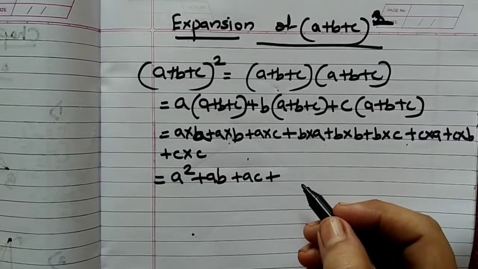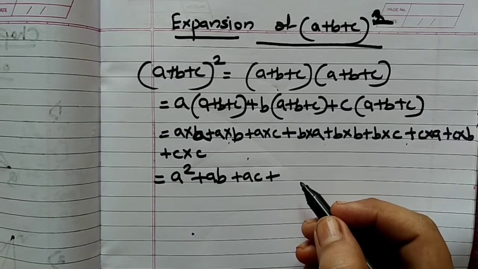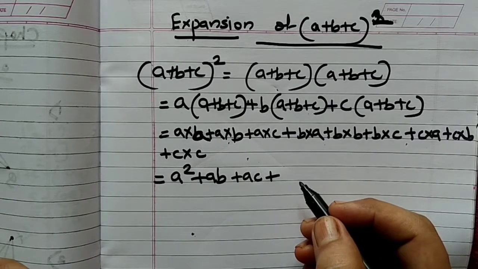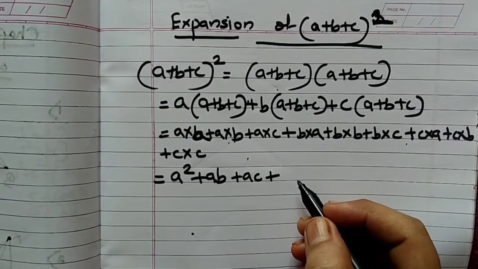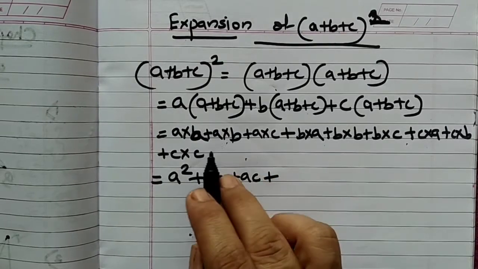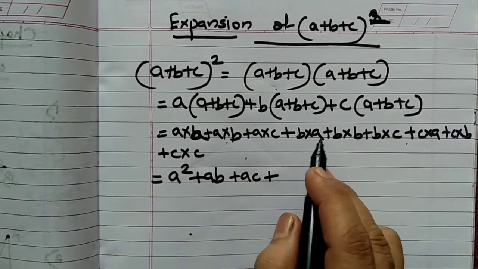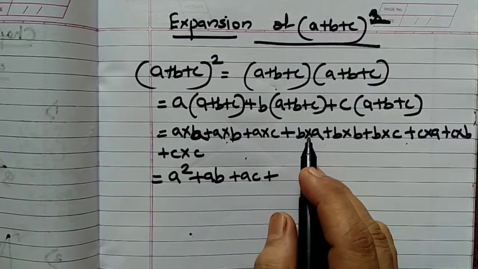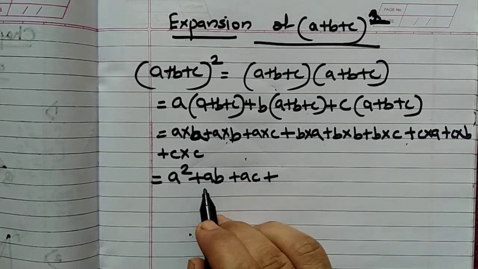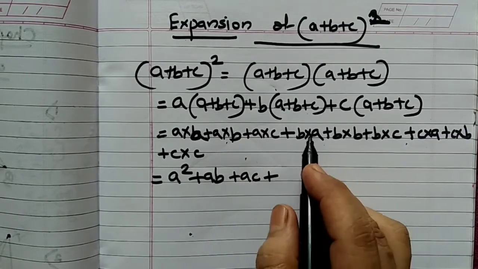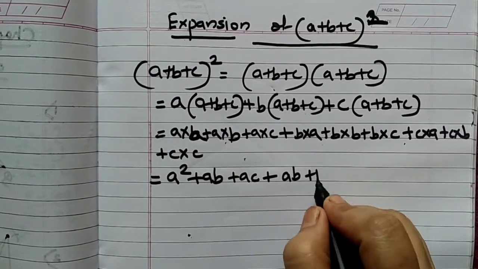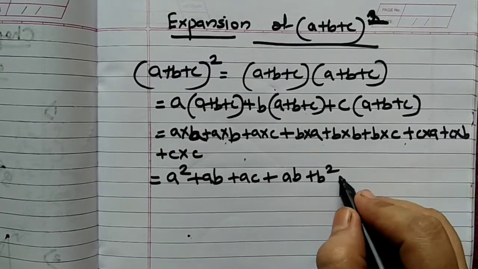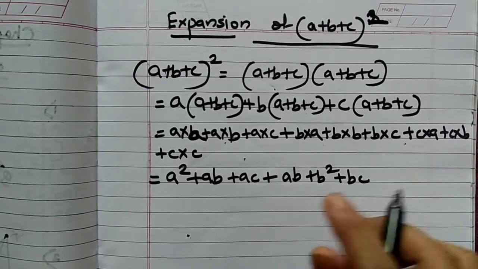See, A into B and B into A is same, right? When we multiply 2 into 3, what answer we get? 6. And 3 into 2? 6. So even if I write 2 into 3 as 3 into 2, it will be the same. Same way when I write A into B or B into A, it will be the same. So it will be easier for me if they are in the same form. That is AB. So here also I write AB plus B square plus BC.